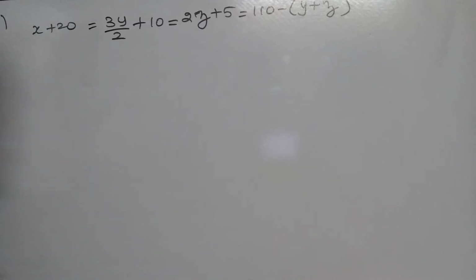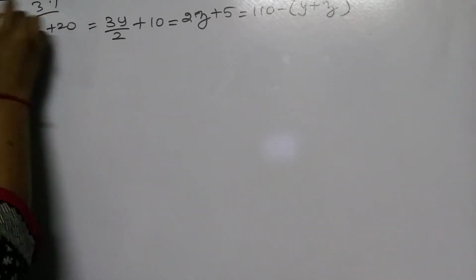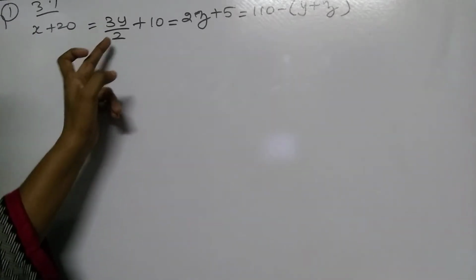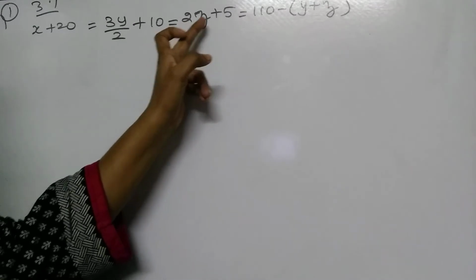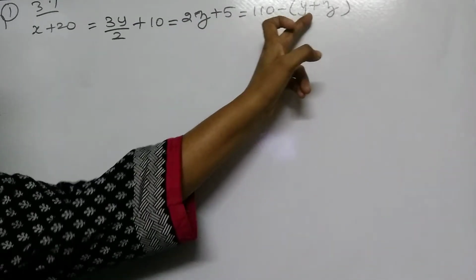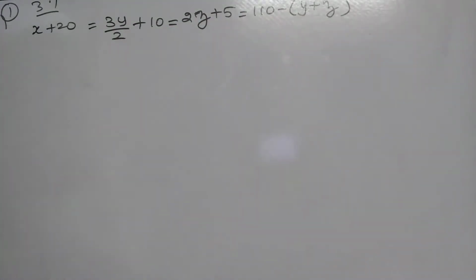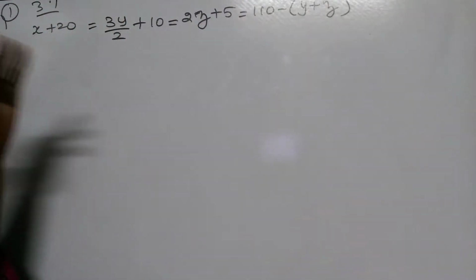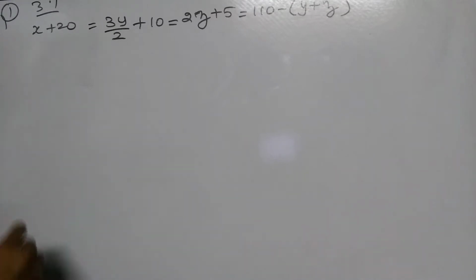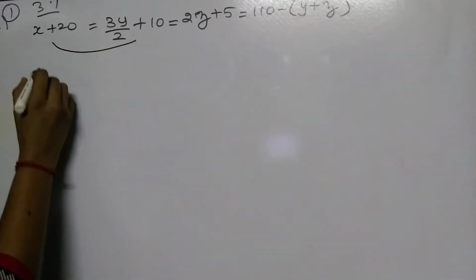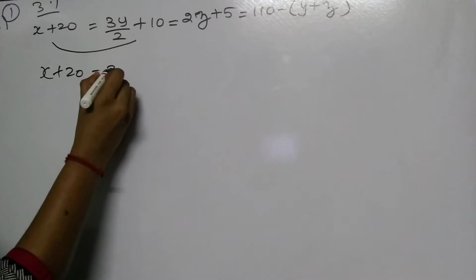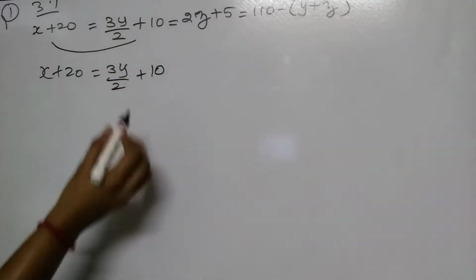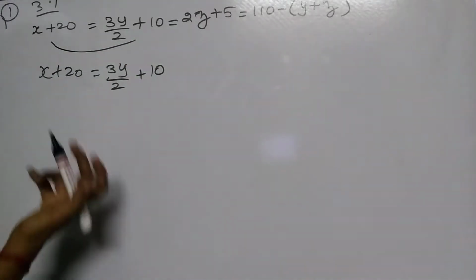In the third sum, 3.1, the first sum in that third Roman letter: x plus 20 is equal to 3y by 2 plus 10, that is equal to 2z plus 5, that is equal to 110 minus of y plus z. That is the question. Here there are 4 forms, and you simplify it to 3 equations. For that, club 2. First club this x plus 20 is equal to 3y by 2 plus 10 and write the equation form. These are not yet equations, just write it in equation form.